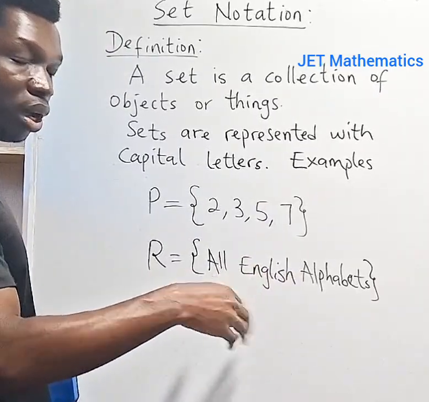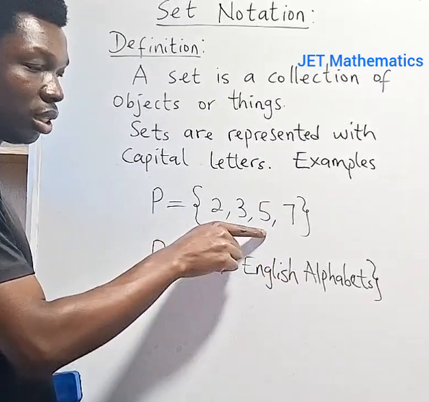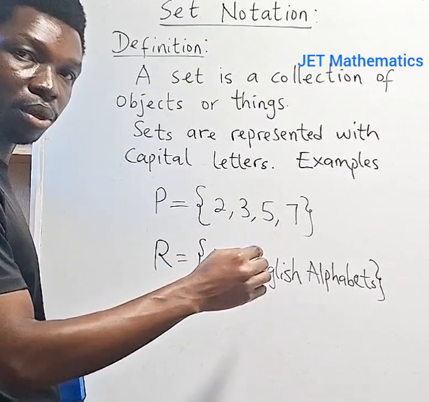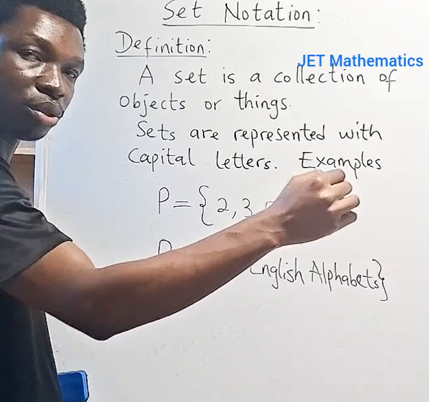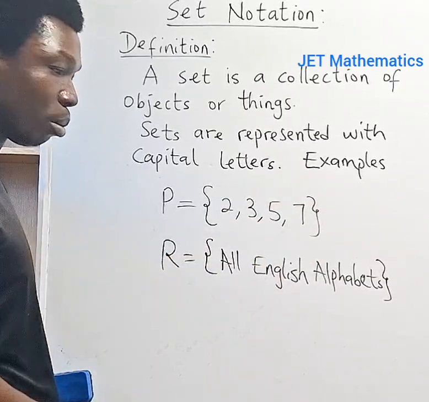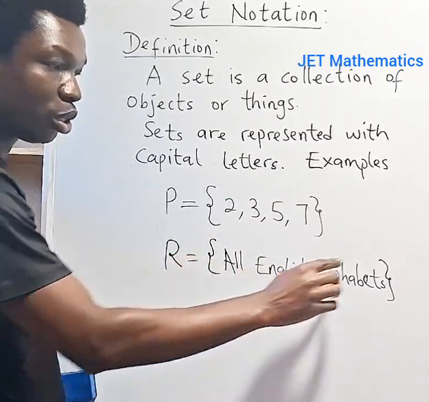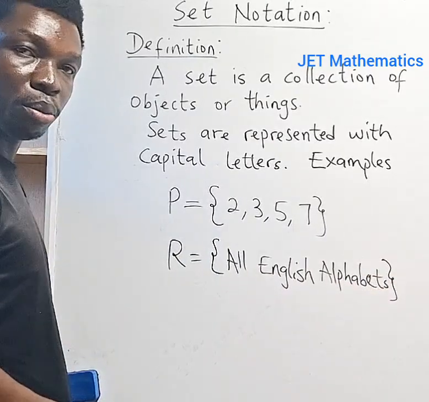So if you are to represent that in the listing method, you are going to write them A to Z separated by commas. But remember, it must always be in curly braces.